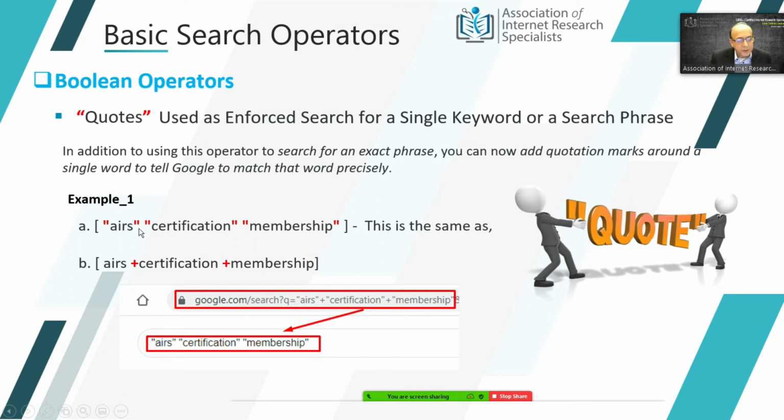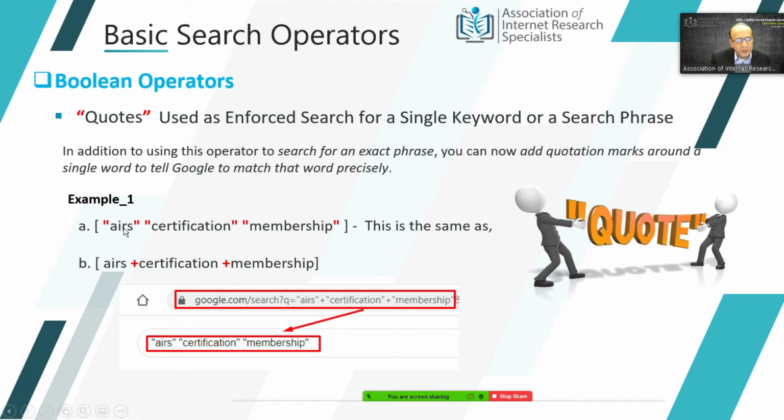So, given the fact that AND is no longer used, the only logical explanation is that if we put words within quotations, as you can see in example one, these three words that we are using, when we are putting them within quotations, you know that these are enforced, which means air has to be something that needs to be returned in your results. So it is assumed that aid and certification and membership are having a plus sign in between them.